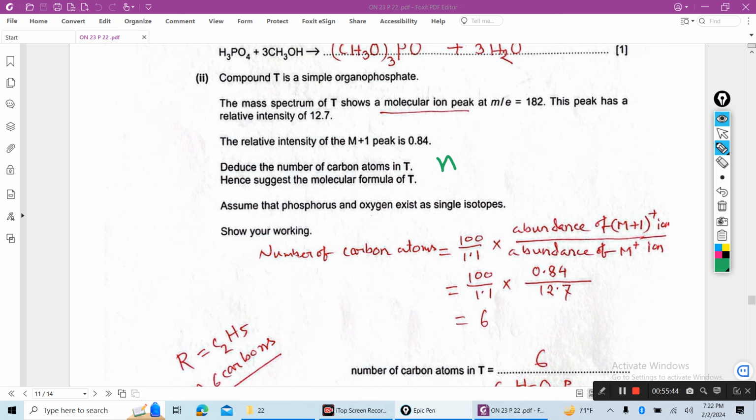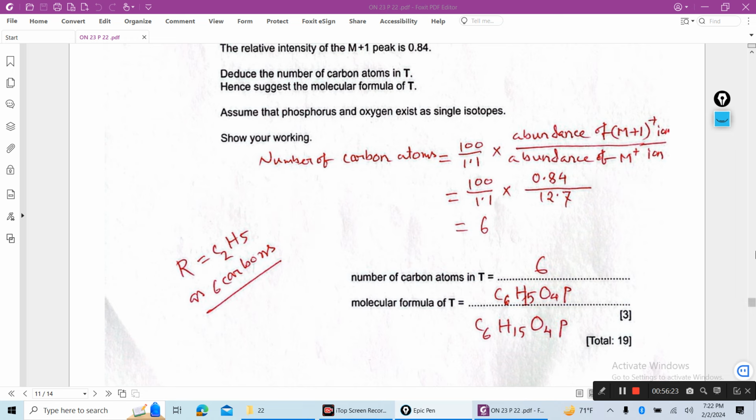So now you know the formula: number of carbon atoms equals 100 divided by 1.1 times the intensity of the M plus 1 ion peak divided by the intensity of the M ion peak. This is the formula. Then if you put in the values, you will get 6. That means there are 6 carbon atoms in T. So the number of carbon atoms in T will be 6. Now you have to find the molecular formula of T.